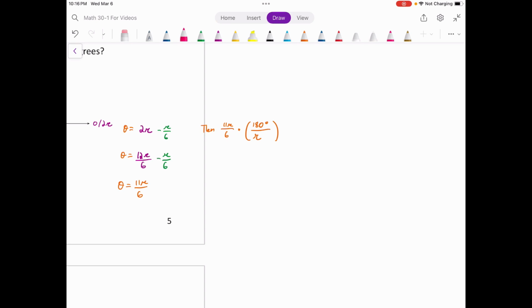And then the pi's we can see will just cancel out, so we don't need to worry about those. So 11 times 180 over 6 might not be the most intuitive calculation, but 11 times 180 is 1,980 over 6. And if you divide those, you'll actually get that this is just 330 degrees.